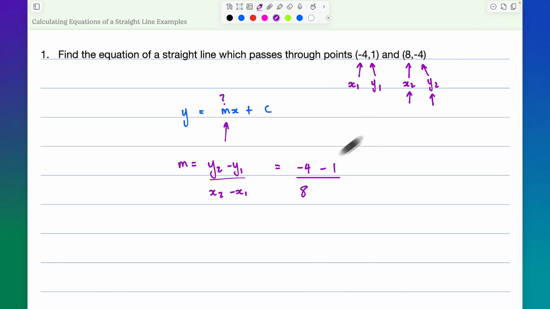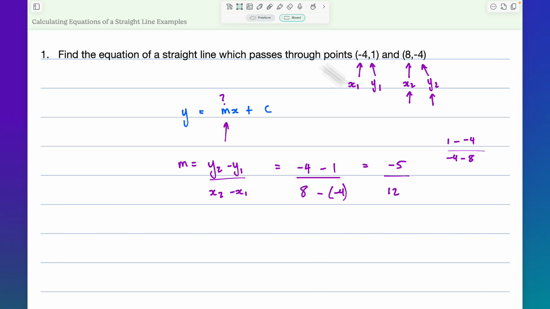So the bottom becomes the difference in the x's, which is x2 minus x1, 8 minus -4. That means the top is -4 minus 1. This gives us -5. The bottom becomes 8 minus -4, which is 8 plus 4. That's going to be 12. So -5 over 12. You can try to switch these. It does not matter, because it could be 1 minus -4 divided by -4 minus 8, which becomes +5 divided by -12, which is going to give you -5 over 12 anyway.